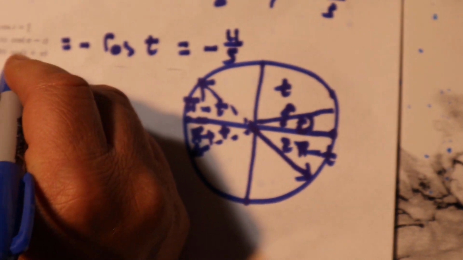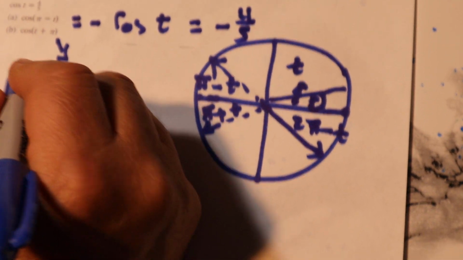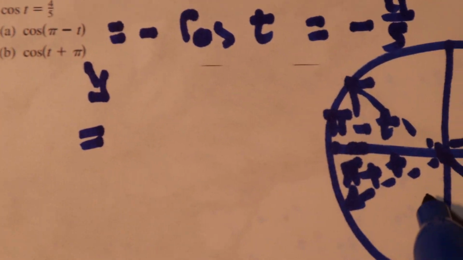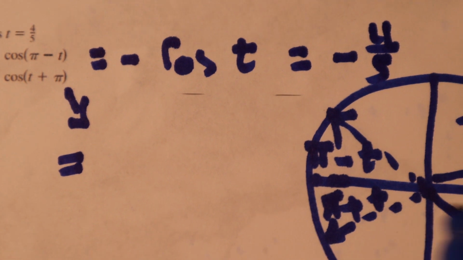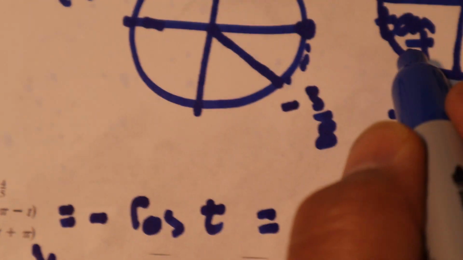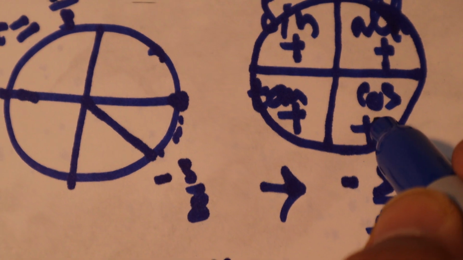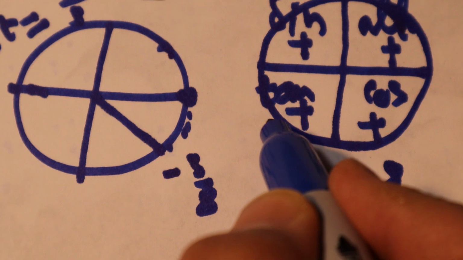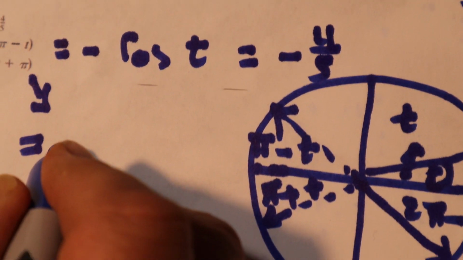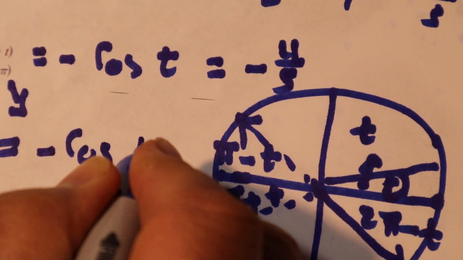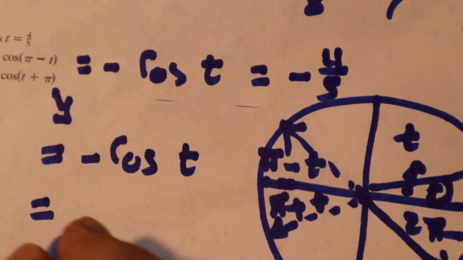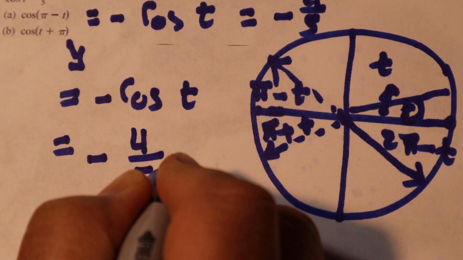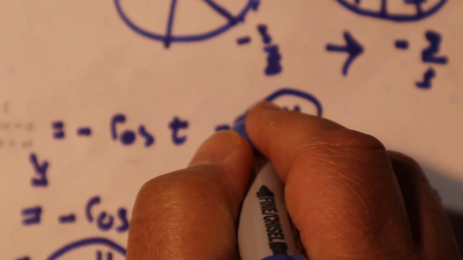The second part, cosine of t plus pi, is in the third quarter, in here. Cosine of pi plus t, or t plus pi, would be in the third, and cosine over here is negative. Cosine is positive only in the fourth, but we are in the third quarter, and in the third quarter cosine is negative. So this will be negative cosine t, and the value of cosine t is given as 4/5. The answer here is negative 4/5.